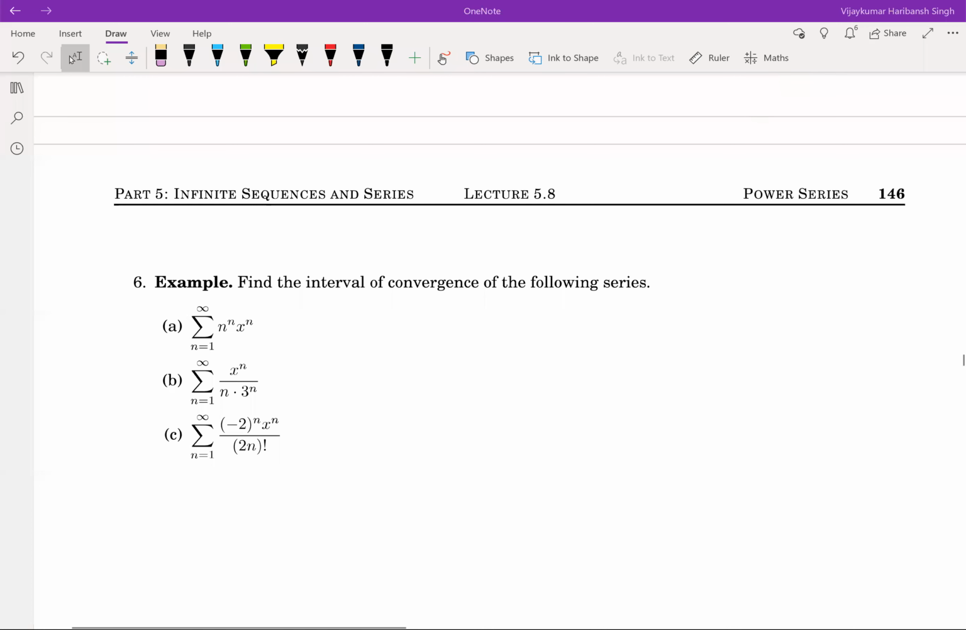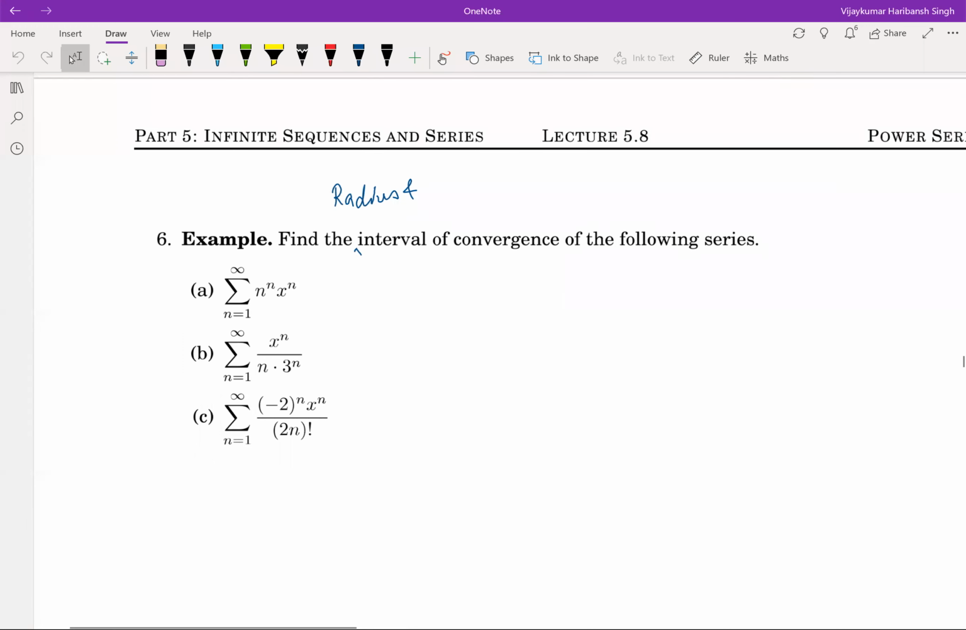All right, so now let's discuss the interval of convergence for the following series. Generally you'll be asked to find the radius and interval of convergence. Because without finding the radius, finding the interval of convergence is going to be much more challenging. So let's proceed with this.